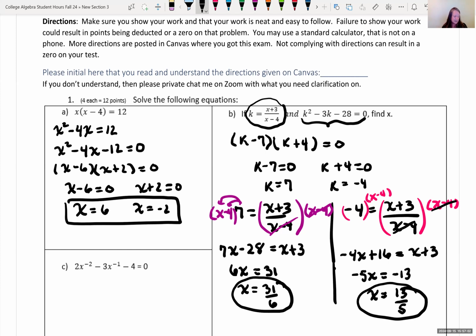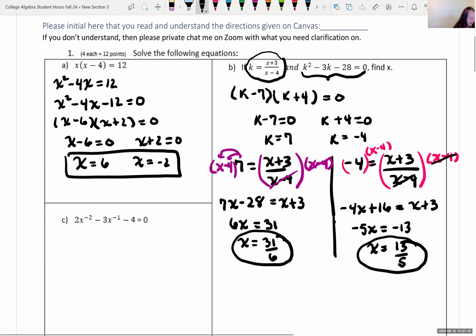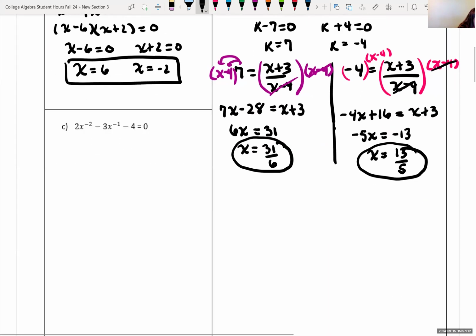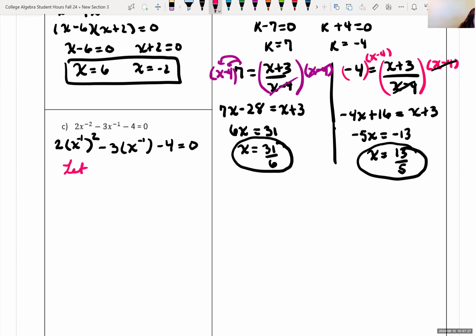Instead of doing that, I noticed that I can manipulate this to look like a quadratic, and I could use substitution here to solve. So I'm going to do that. I am going to rewrite this. This is the same thing as 2 times (x to the -1 power) squared minus 3 times x to the -1 power minus 4 equals 0. So let's let u equal x to the -1 power.